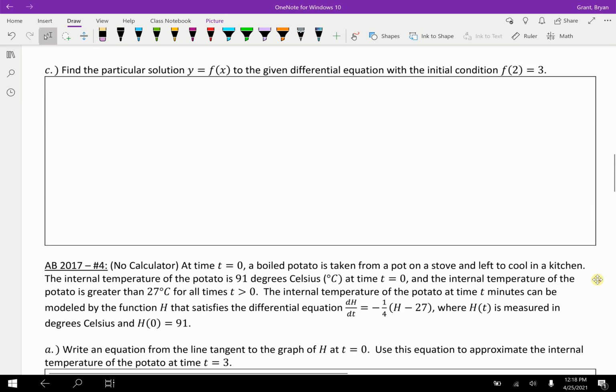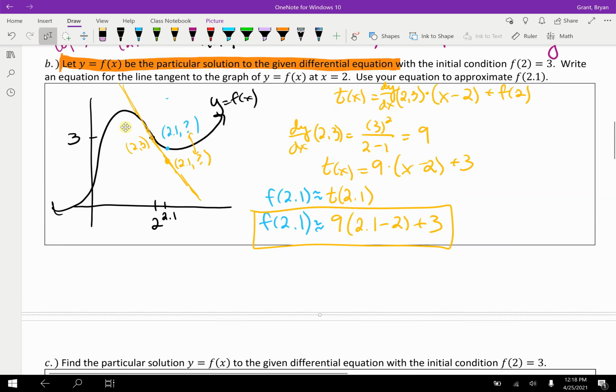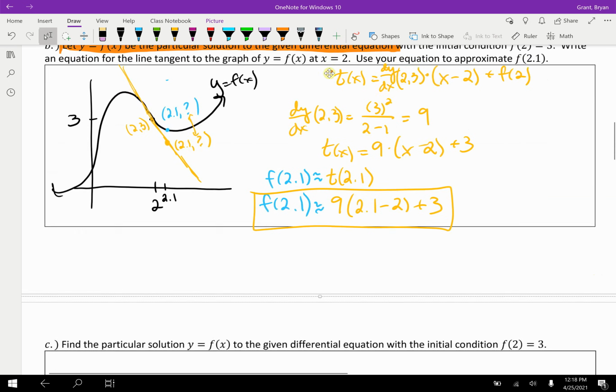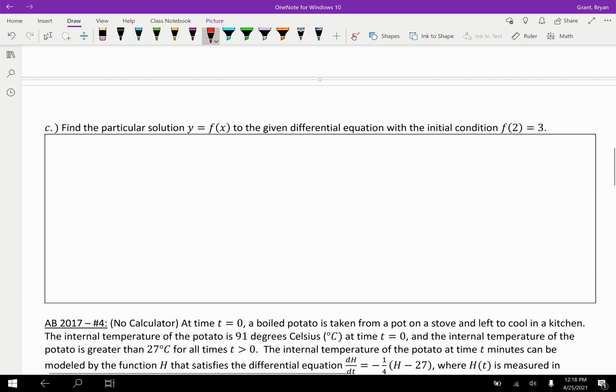All right, moving on to part C. Now notice it really has a very similar setup to B, where B said let y equals f of x be the particular solution. Now C says find the particular solution. And this is, and I'm going to star this problem, this is the one that you never skip on the differential equations section. There is almost always a differential equation, almost always, on the free response, where it's going to say find the particular solution in this form where y is isolated, the output is isolated, and it's usually worth between 4 and 6 points.